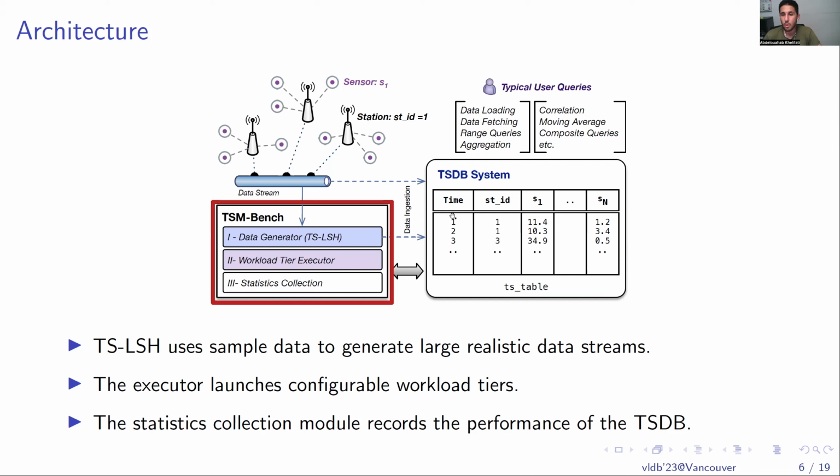Our data model looks like this. The data is mostly ordered by time, and we also have an additional partitioning dimension, which is the station ID, where each station ID has its respective sensors.